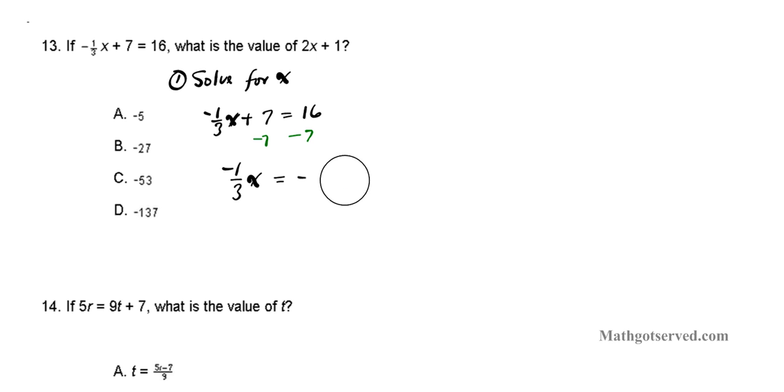Okay, so part 1, we want to solve for x. We're solving this equation, negative 1/3 x plus 7 equals 16. Okay, so the first thing we do is we can subtract 7 from both sides. Subtract 7, that yields negative 1/3 x equals negative, actually it's positive 9.